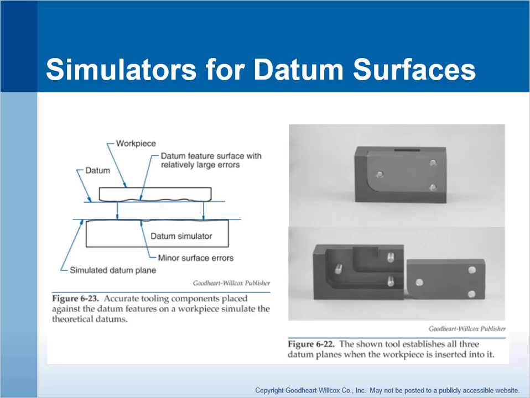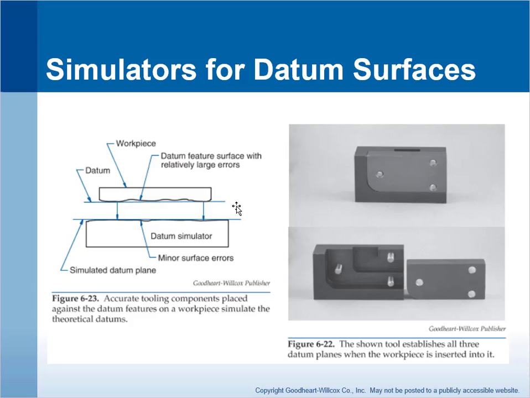Simulators for datum surfaces. Okay. Again, this is a pretty good illustration of the definitions. In this picture, what we have here is essentially a tool which checks, in this case, the position of these 3 holes relative to their datum surfaces. And so this thing acts like a datum simulator. This datum here is pointing to this perfect surface here.